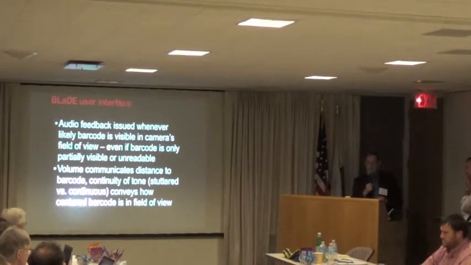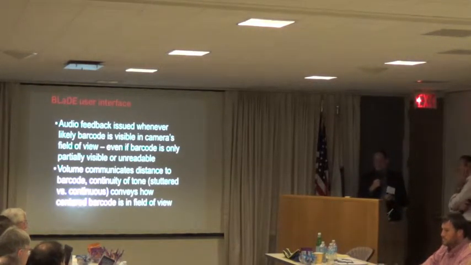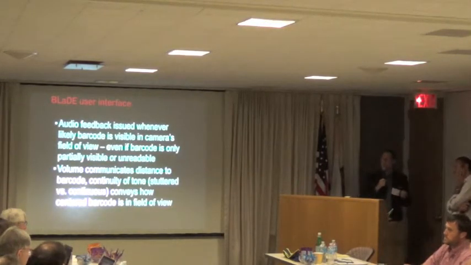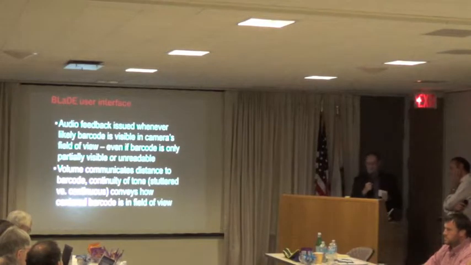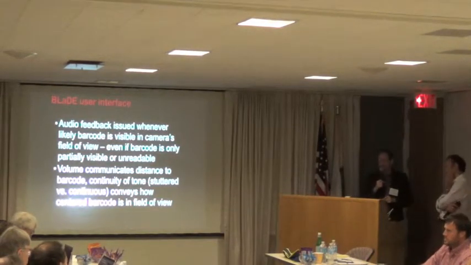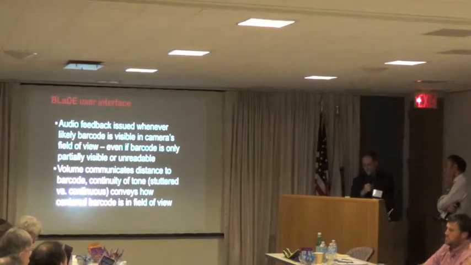The information we provide is in two forms: volume and the continuity of the tone. The volume of the tone tells you how far you are from the barcode, to help you get the right distance. The continuity, which could be a stuttered tone, a continuous tone, or something in between, conveys how well centered the barcode is in the field of view.